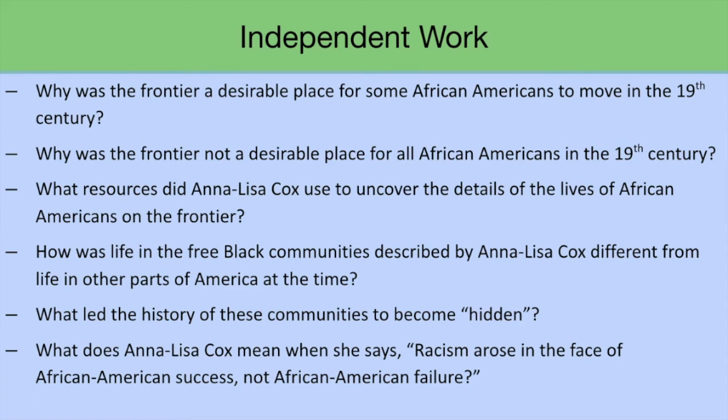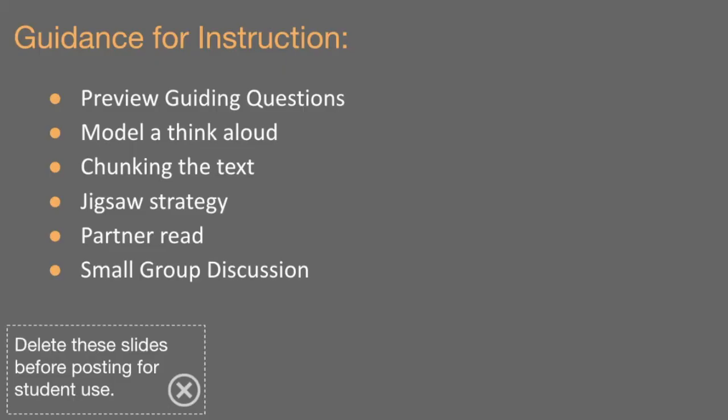Students can either take notes in their notebooks responding to the guiding questions, or since the article is long, you can chunk the text for students and have them paraphrase the meaning after each paragraph. Here are some of the strategies that you can try virtually or also if you're in person. You can preview the guiding questions like I mentioned before. You can model a think out loud with the first few paragraphs of the article. You can chunk the text for students. You can also have students participate in a jigsaw strategy where they read different parts of the text in breakout rooms or in student groups and then present their findings to their classmates.